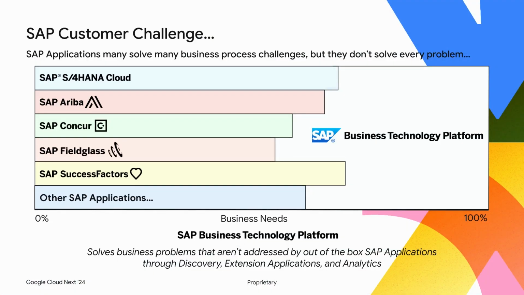And of course, BTP is designed to be the last mile. A lot of our customers have business problems that they're trying to solve. And out of the box, our line of business solutions, such as S4, Ariba, Concur, Fieldglass, and such, give us the ability to solve a lot of problems, but they don't solve every single problem that an enterprise has. As a result, we built BTP to be our extension and our analytics platform, to allow customers to create a platform for innovation, to come up with new capabilities, dream up new things that they want to do, and build it on top of SAP.